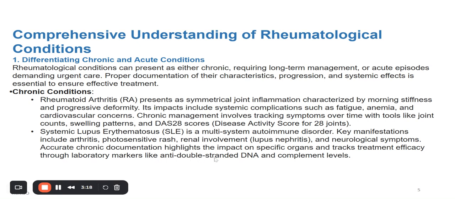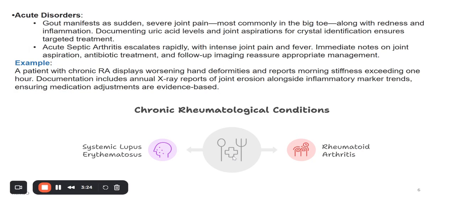Acute disorders. Gout manifests as sudden severe joint pain, most commonly in the big toe, along with redness and inflammation. Documenting uric acid levels and joint aspirations for crystal identification ensures targeted treatment. Acute septic arthritis escalates rapidly with intense joint pain and fever. Immediate notes on joint aspiration, antibiotic treatment, and follow-up imaging reassure appropriate management.